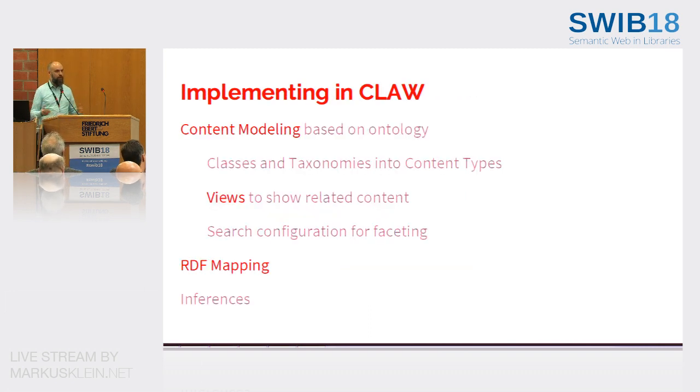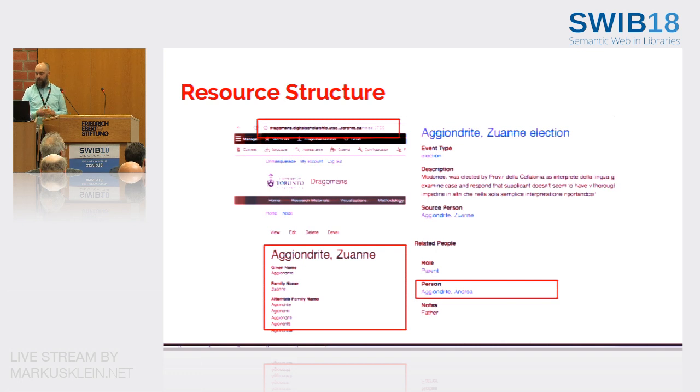So they implemented this in CLAW. They did some content modeling work, taking the classes and taxonomies and mapping those onto content types, using views to show some of the related content, doing some search configuration for faceting. Drupal has some nice RDF capabilities now, so doing some RDF mapping, et cetera. Visually, it's quite simple, but when you look at one of the resources here, you get a number of links to other elements within the repository.